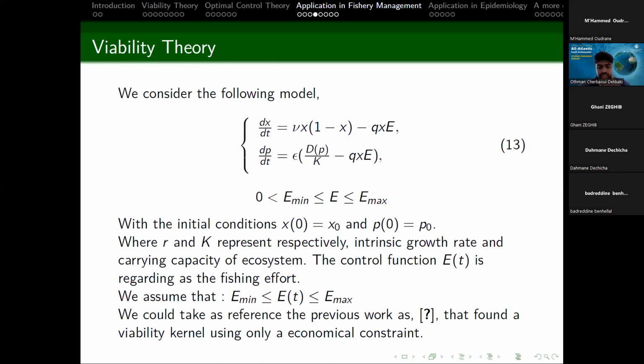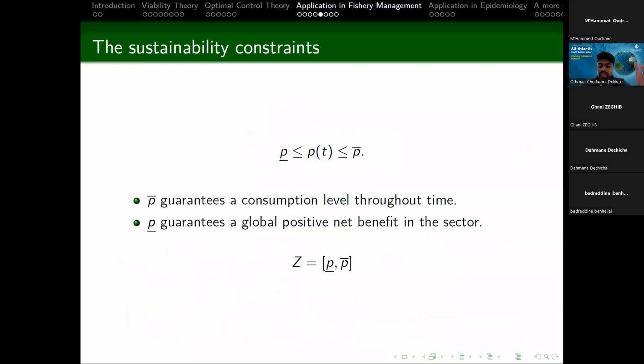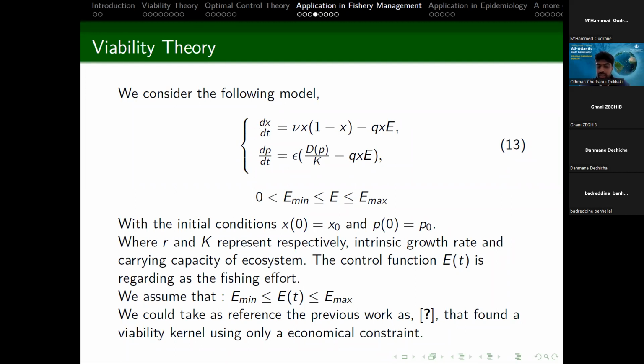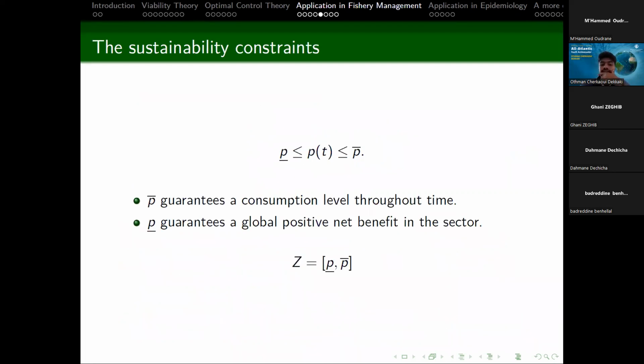I can later on give you a reference to this work, but we can find what we call the viability kernel using only economic constraints, meaning only using E(t) between E minimum and E maximum. And we're now going to tell you what these economic constraints are. So we're going to choose to have the price between a lower value P underline and P bar as the maximum price.